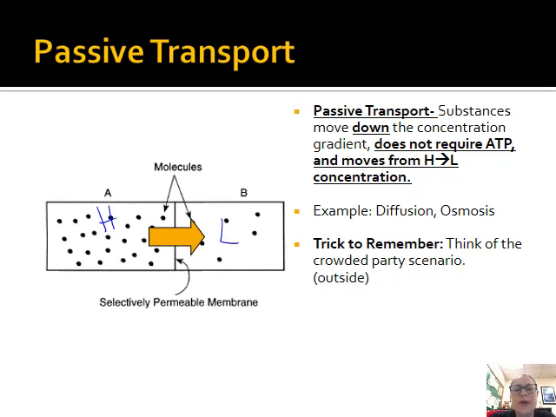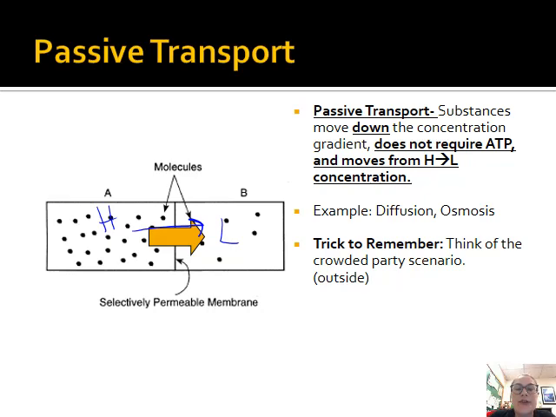So if you were to go to your basement door and open it up, people would naturally flow to the outside area, because just like molecules, people don't like to be crowded. So this is a natural movement from a high concentration to a low concentration. This is called passive. It requires no energy and will happen naturally.